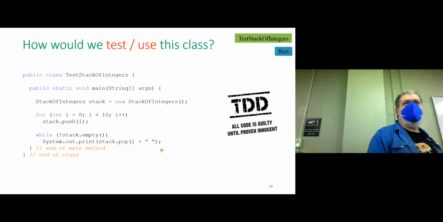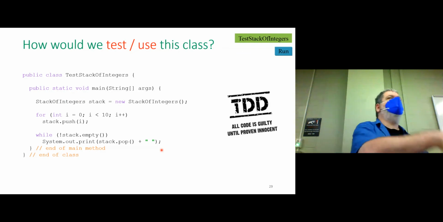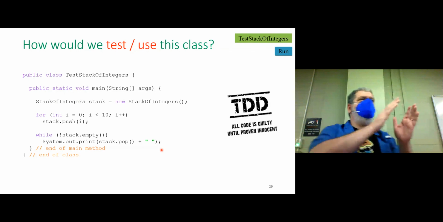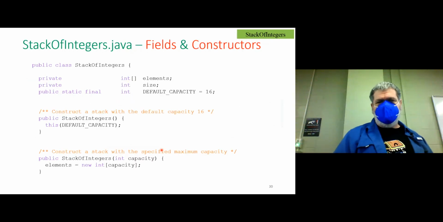That's how I'm going to make sure that my stack is working. I load it up with data, and I know it's going to be the digits between 0 and 9. And then I unload it element by element in the reverse order. So I should see a nice countdown from 9 to 0. That's how I'm going to test my class.